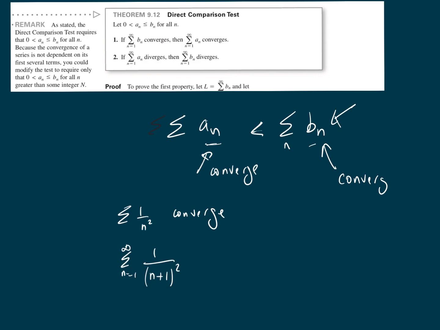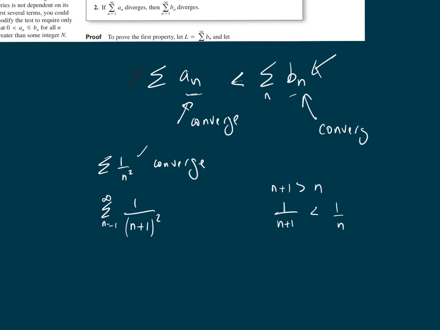Is this series term by term smaller than the one that converges? Well, I know that n plus 1 is bigger than n for sure because I'm adding to n the number 1. So 1 divided by n plus 1 is smaller than 1 divided by n. So 1 divided by (n plus 1) squared is smaller than 1 divided by n squared. So the other one converges, and this series also converges.